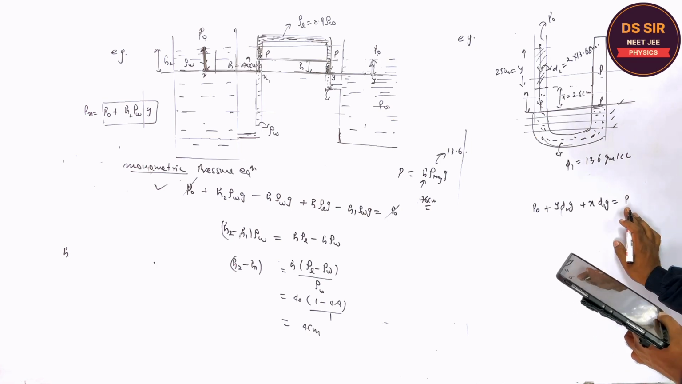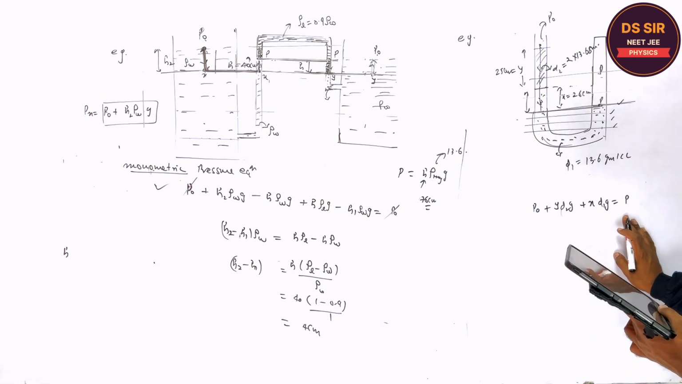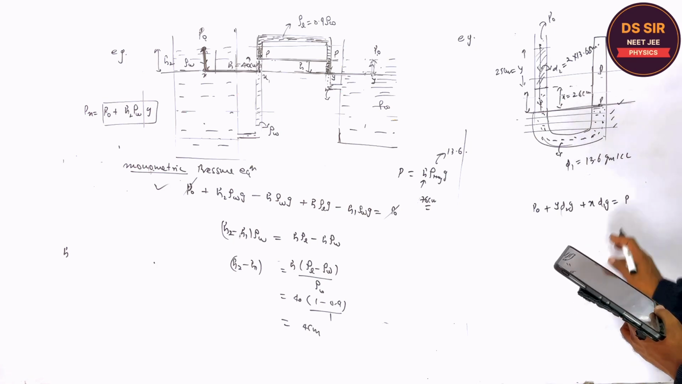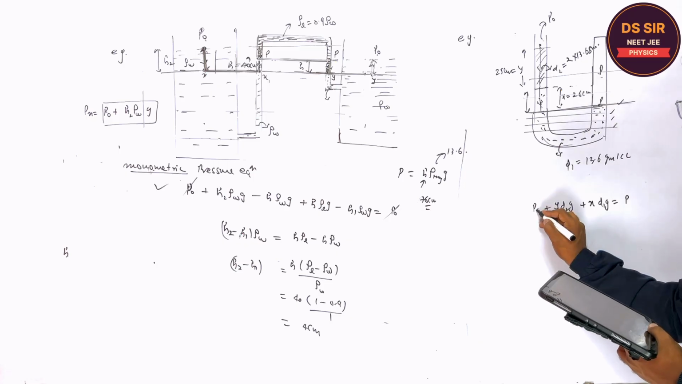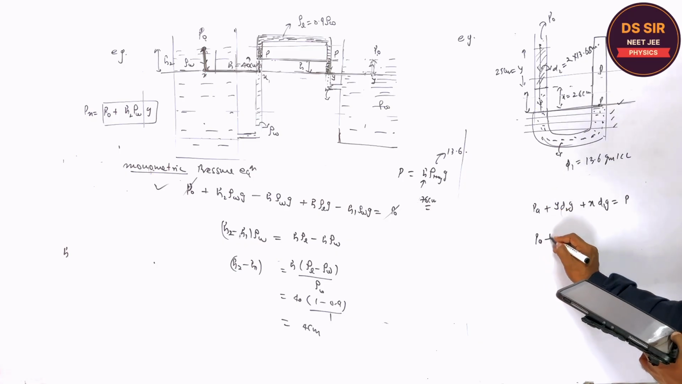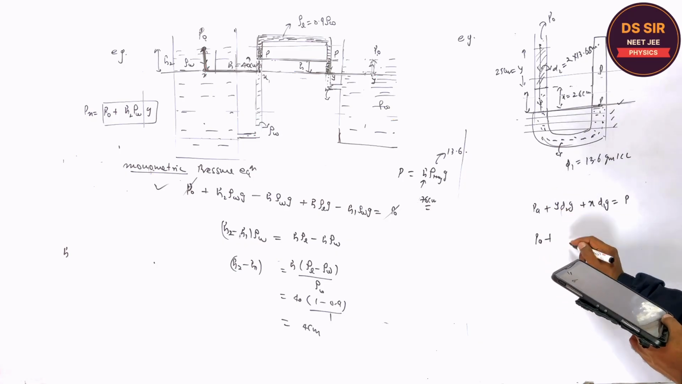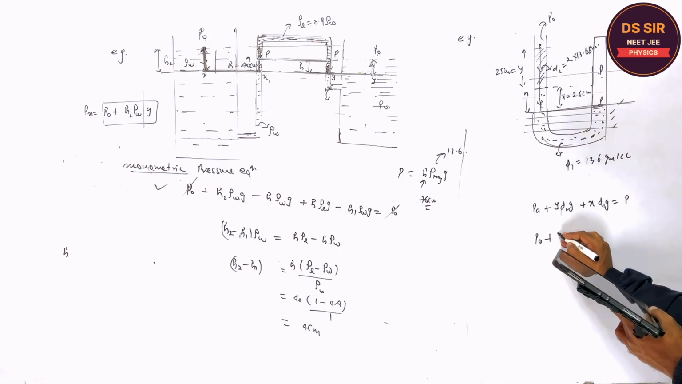So what they're asking, find out the relation between P and PA. So this is the atmospheric pressure, PA. The Y value is what? What is the Y value? It is 25.